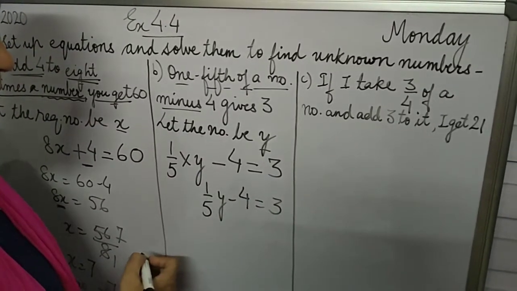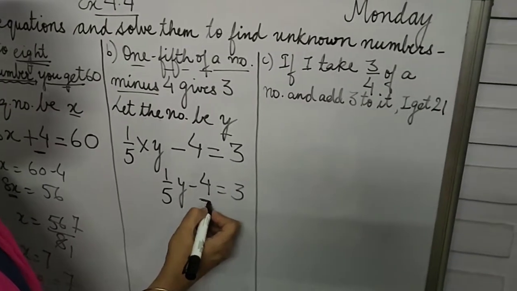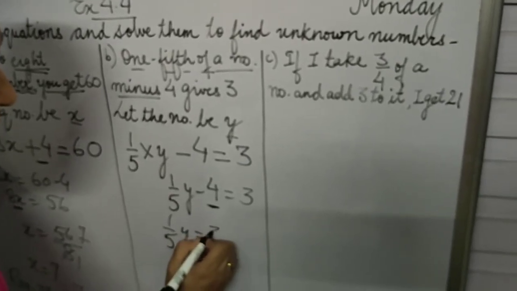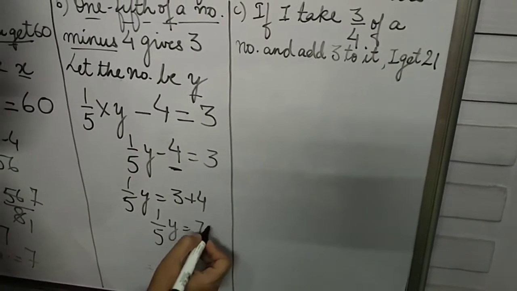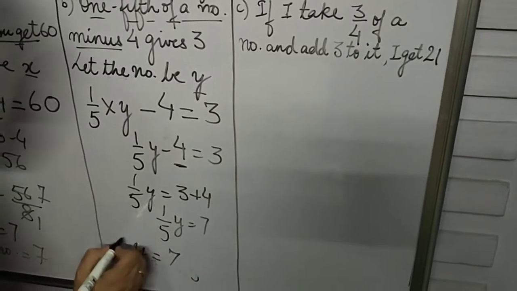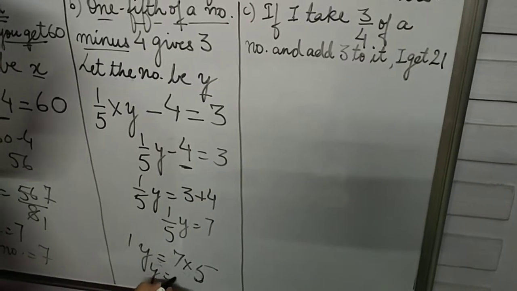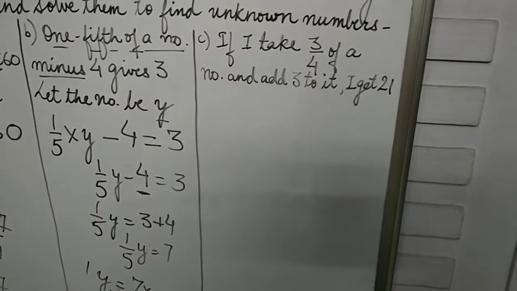Now for finding the value of y, first we have to shift this 4. This is of subtraction. When it will go that side, it will be added. 3 is already there. So it comes out to be 1 upon 5 y is equal to 7. Now 5 is in division. When it will go that side, it will be multiplication. So it will be 7 into 5. So y comes out to be 35. So our required number is 35.